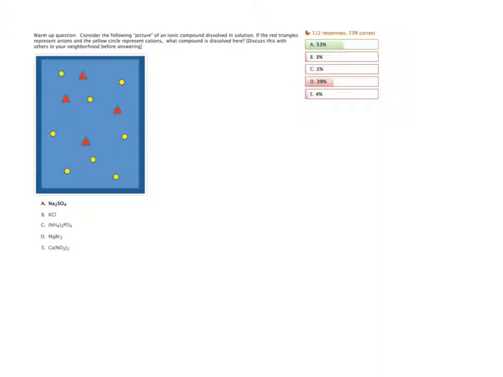And mostly I think the problem had to do with reading the question carefully. So let's look at what the question says. It says the red triangles in our solution represent anions. So that means the red triangles are negatively charged. And the yellow triangles, and the yellow circles, are cations.